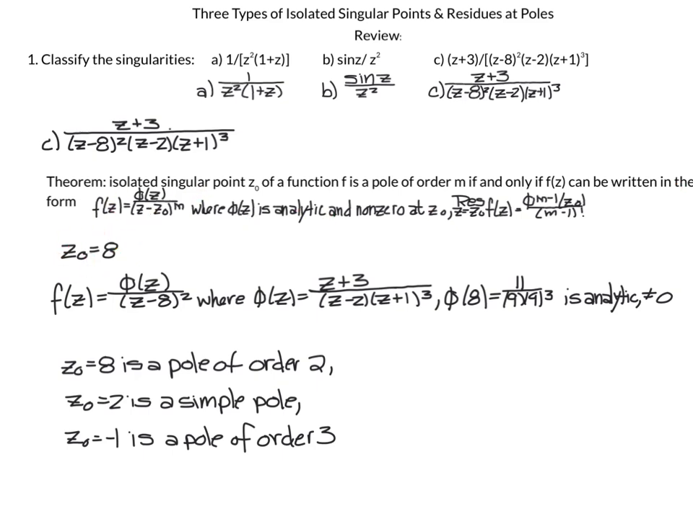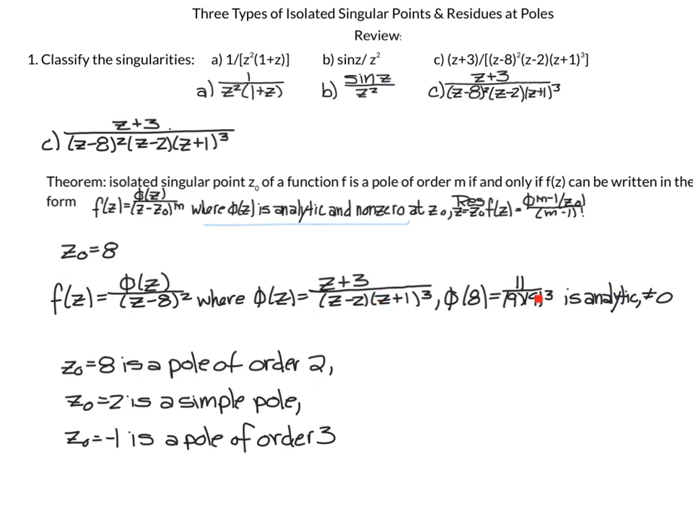So for z naught equals 8, our singularity at 8, f of z is then equal to phi of z over z minus 8 squared, where phi of z is equal to z plus 3 over z minus 2 times z plus 1 cubed. I verify that phi of 8 then is analytic and non-zero. Write the conditions here. So what I have is phi of 8 is equal to 8 plus 3 is 11 over 8 minus 2 is 6, so I did my subtraction wrong. This should be 6, and then 8 plus 1 is 9 cubed.